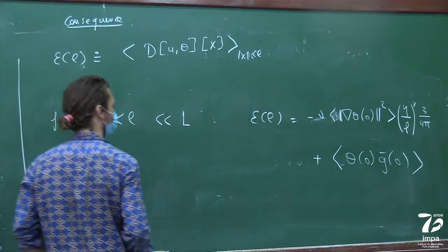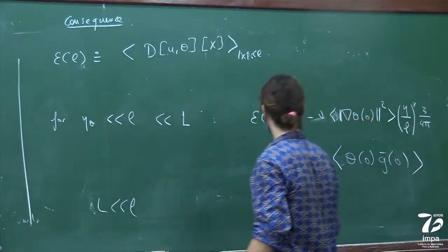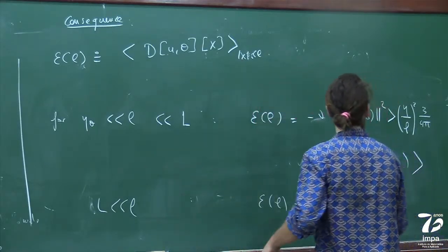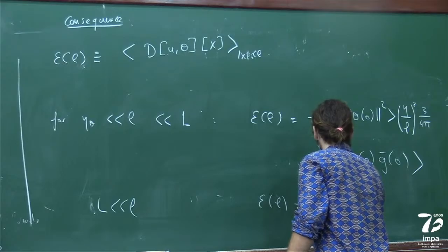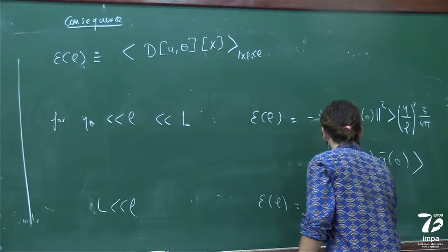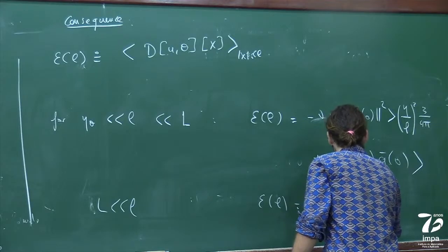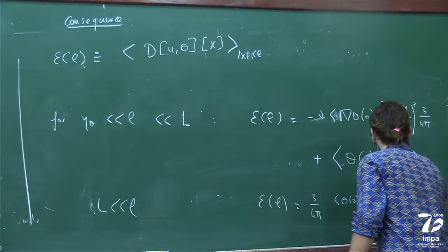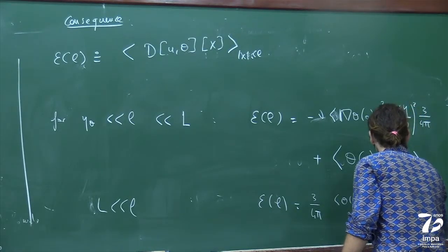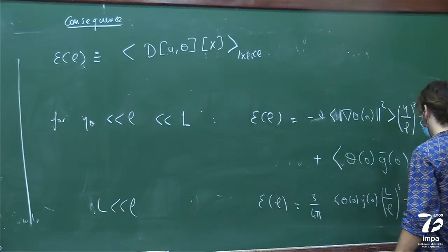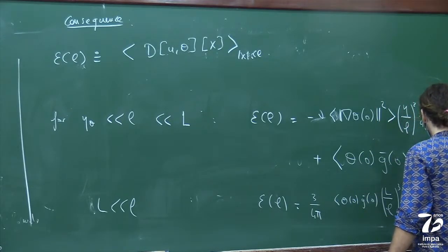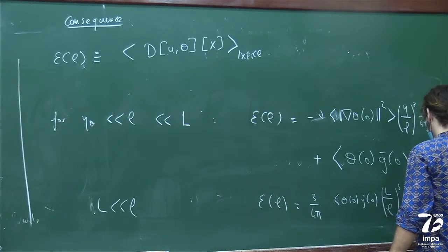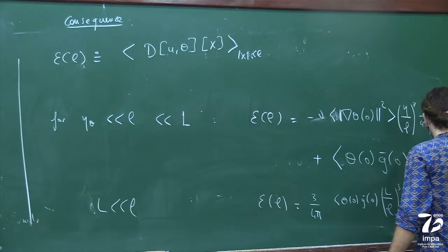And for eta greater than L, we have the two formulas which apply. We have epsilon of L, which is 3 over 4 pi of theta 0 bar of 0 L over L cube, minus nu grad theta square eta over L cube.